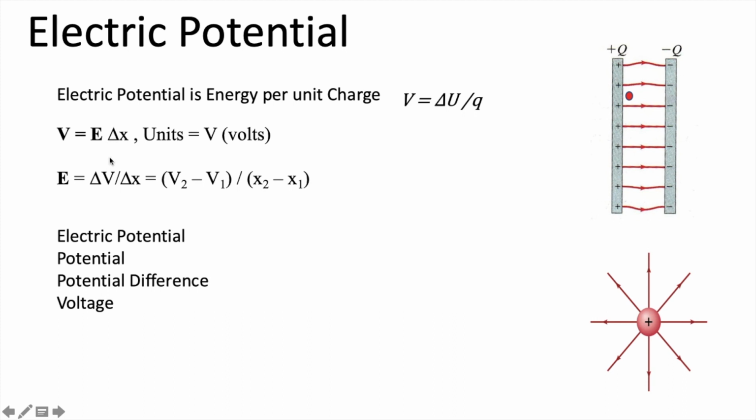And I can rewrite this to solve for electric field. That electric field is delta V divided by delta x, or V2 minus V1 divided by x2 minus x1. The difference in voltage divided by the difference in distance.